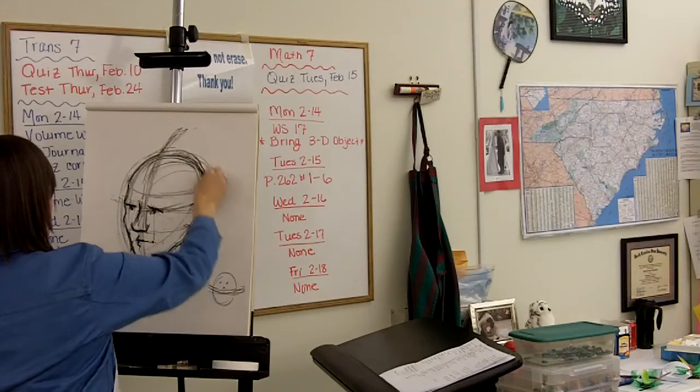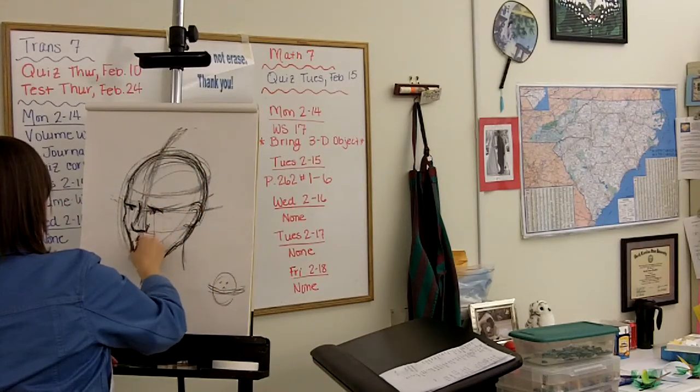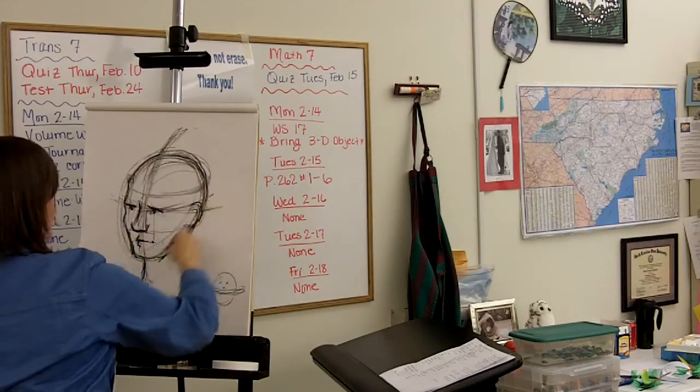Now, this looks like a big bald person in the head. Can you start to feel the volume of that head? We don't want it too short. But now we can add in hair.